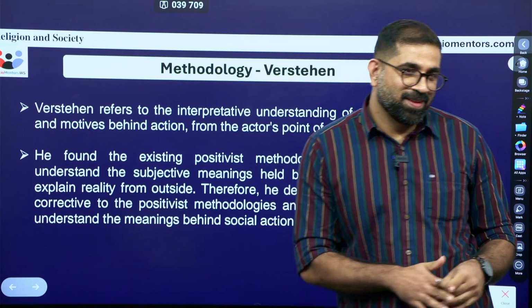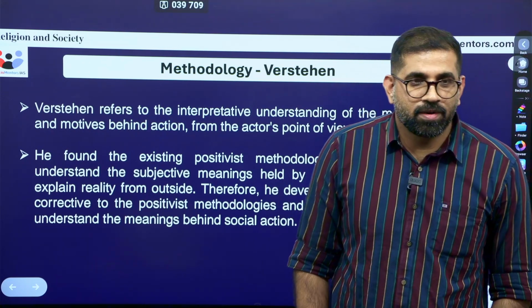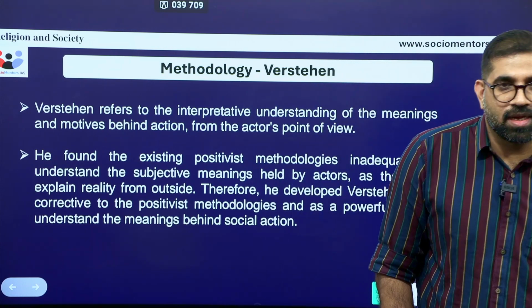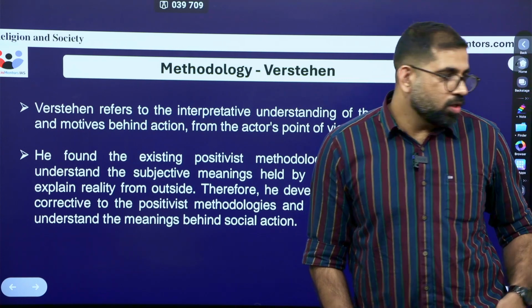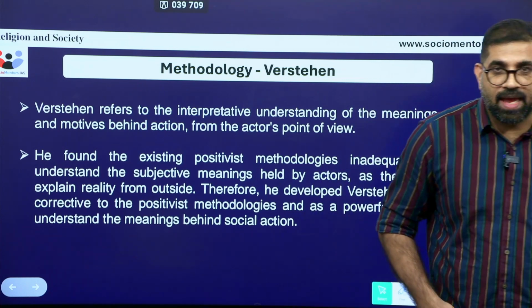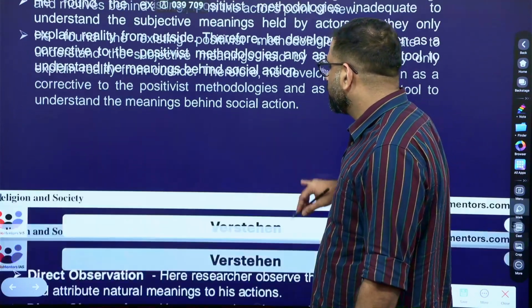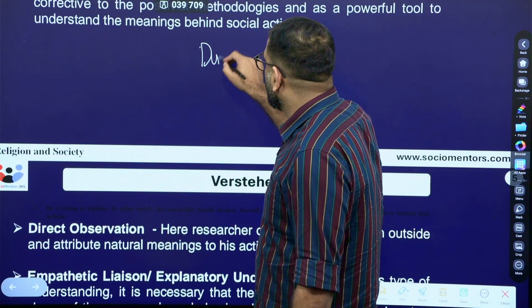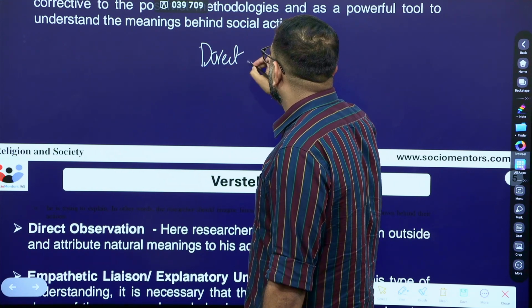Okay. So, it is an interpretative approach used by Weber to study social action. So, how does he study social action using the Verstehen approach? According to Weber, in order to understand the meanings attached by the actor, there are 2 ways to study that. One is through direct observation, and the other one is through empathetic listening.